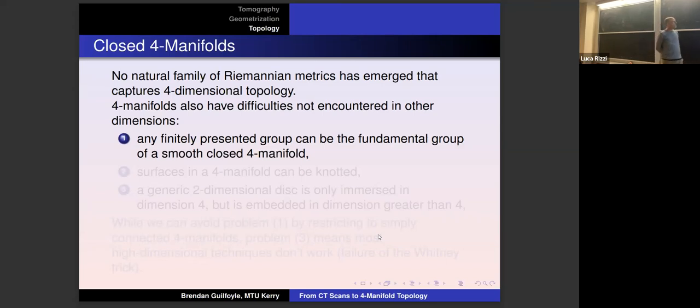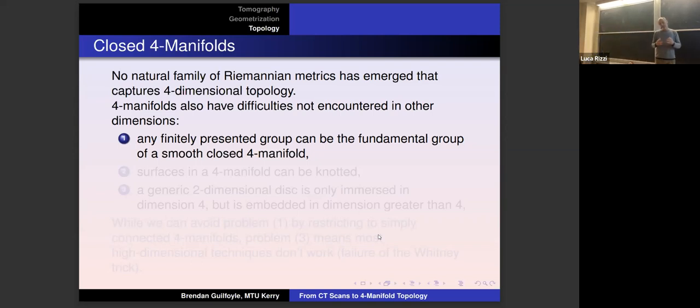There are no real Riemannian metrics that have emerged that capture all the variety of 4-manifold topology. And 4-manifolds also have difficulties that are not encountered in other dimensions. As the dimension gets bigger, your problems grow. And 4 is already a lot worse than 3.